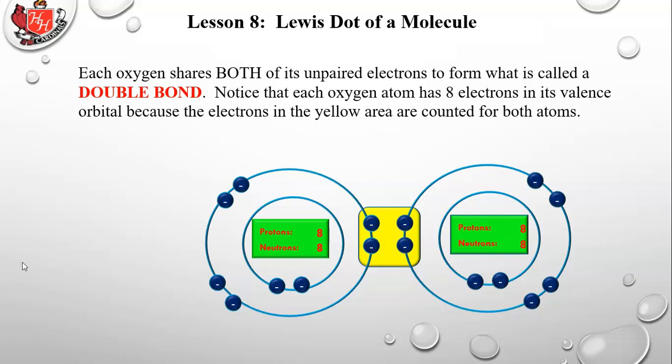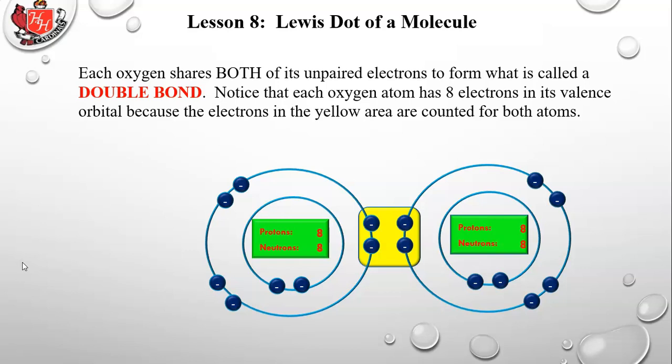Then you count those 4 in yellow for the atom on the right. They get double counted. And then you have the 2 lone pairs way over on the right in the valence orbital for 4 more. That's a total of 8. So both of those oxygen atoms have octets.